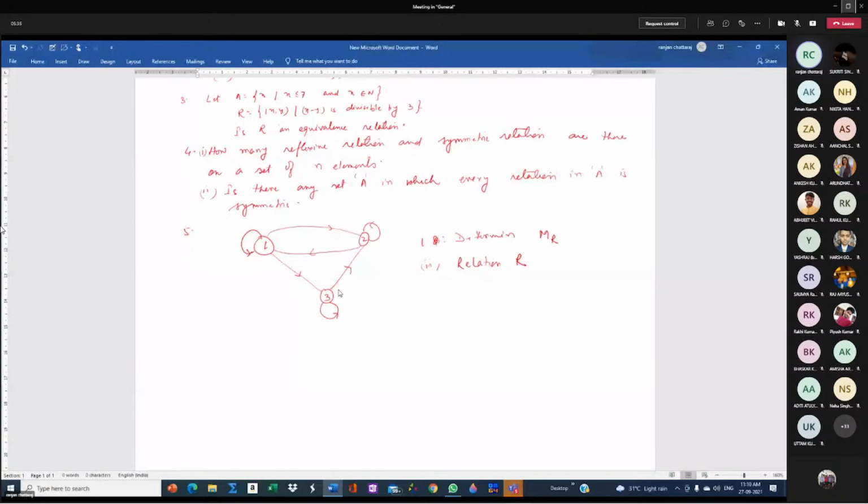Suppose point A is equal to {1, 2, 3, 4}. R is defined by (1, 4), then you can write (2, 3), and this (3, 4). How many elements? 25.